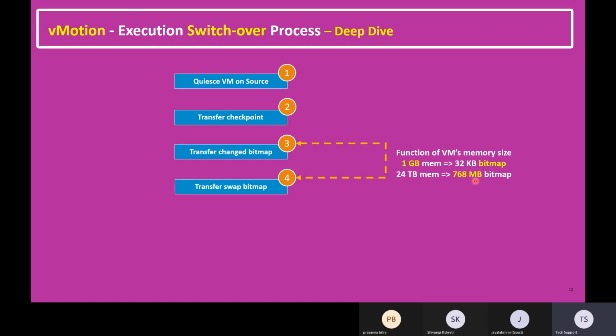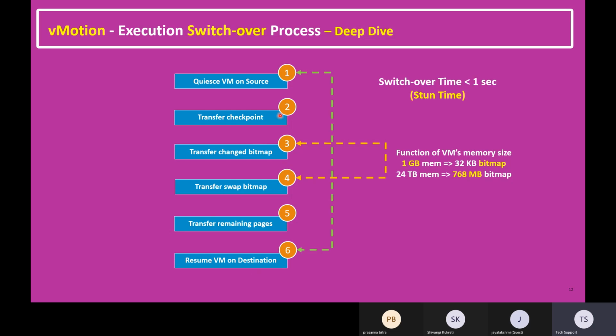768 MB over a network is a very quick copy, but only compared to a small VM. If you have a high memory VM, the migration will be a little slow. Okay, transfer the remaining pages. Once the swap and every change is copied, it will do a double check. Whatever pages are updated at the source level, all the remaining pages it will also transfer to the destination. And finally, it will resume the VM at the destination level.